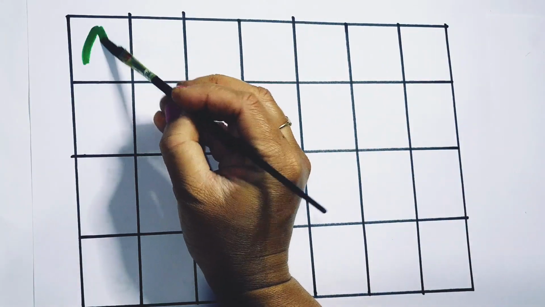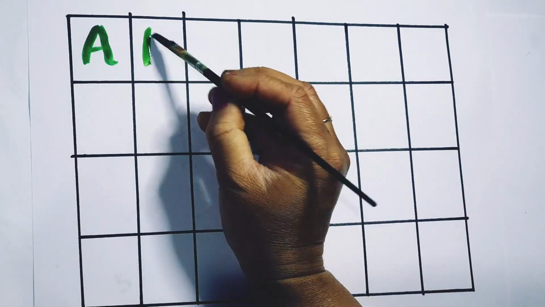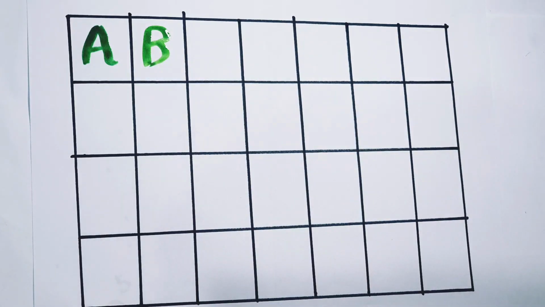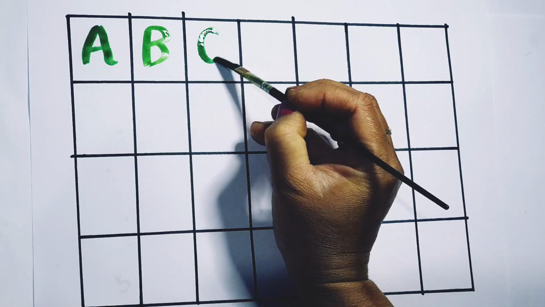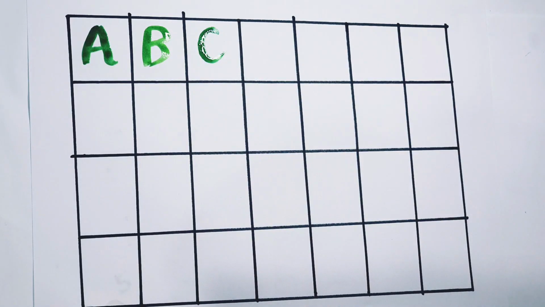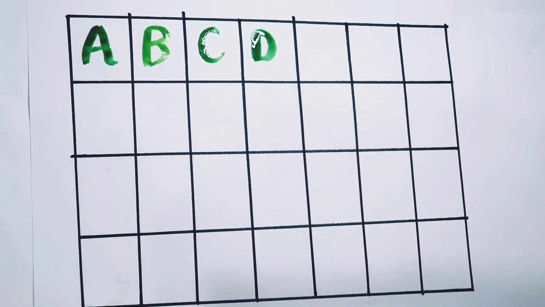Green color. A. A for aeroplane. B. B for butterfly. C. C for cap. D. D for dog.